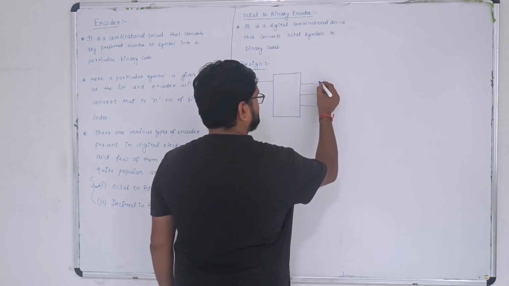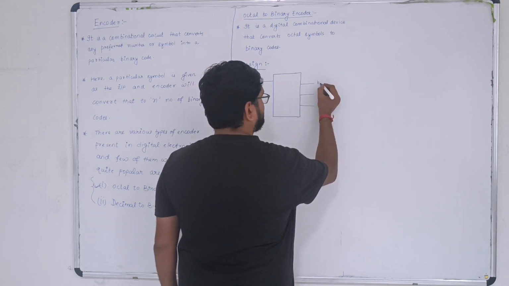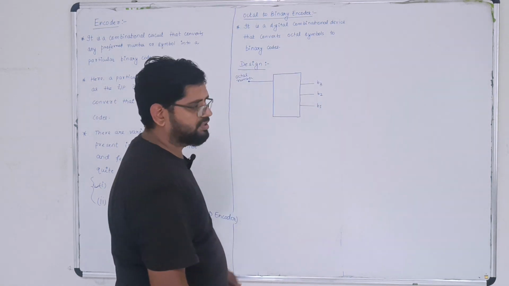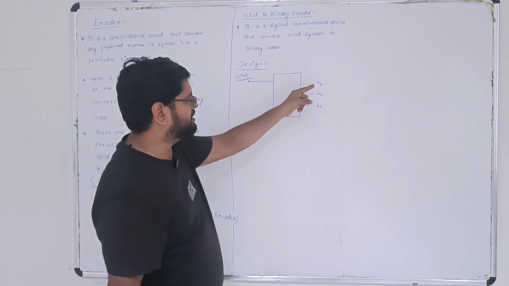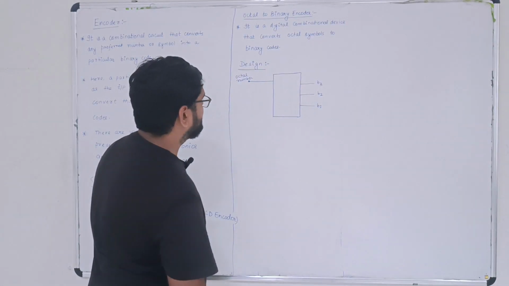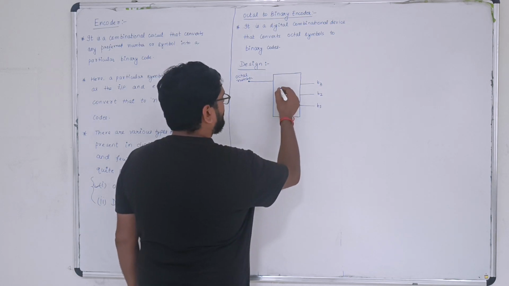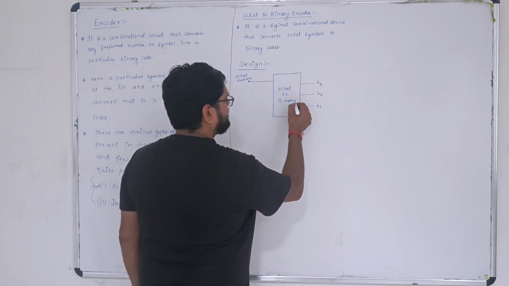Okay, so this is your first binary code. I am writing that one as B3, this one as B2, and this one as B1. You can have the numbering as B2, B1, B0, no issues with that. I have taken it as B3, B2, and B1. Now this is the design of your octal to binary encoder.